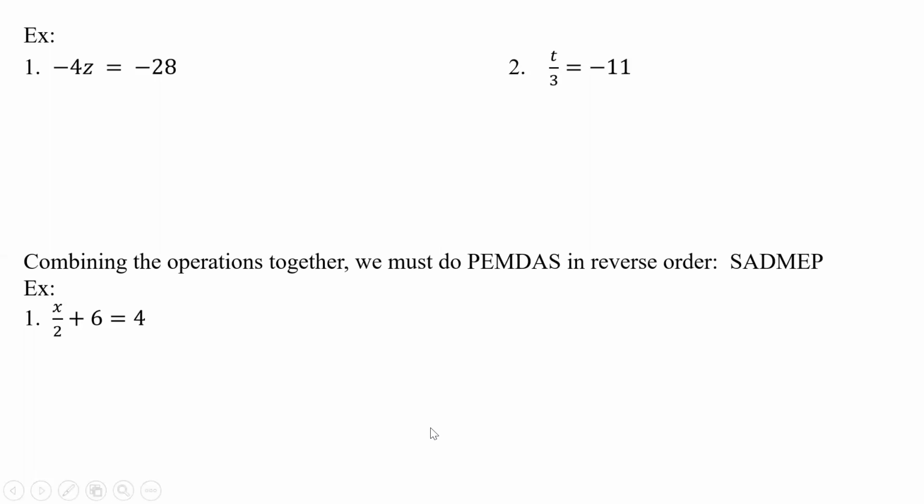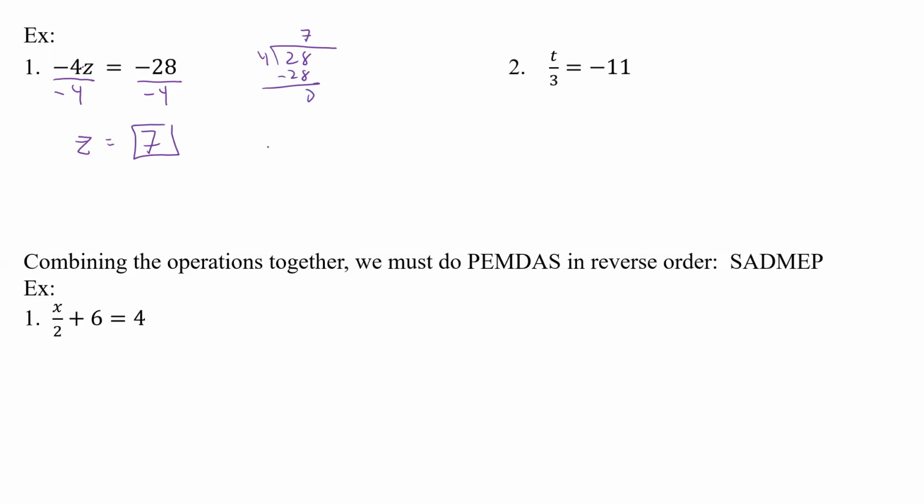So two really basic ones here. We have negative 4z equals negative 28. Well, how do we get rid of that negative 4? Well, here, remember, it's multiplied. So to get rid of it, we have to divide. So we divide here and we divide here. Now those cancel and become 1, so we get z equals. Now negative divided by negative is positive, and then 4 goes into 28 how many times? Well, 4 times 7 is 28, and so we end up with a positive 7.